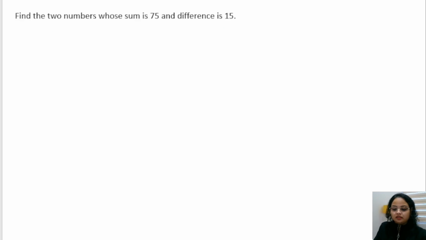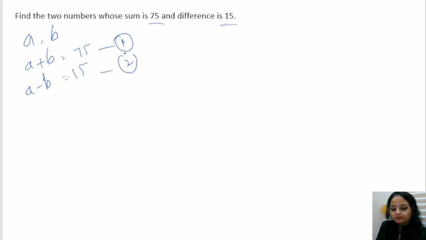Next one. Find the two numbers whose sum is 75 and difference is 15. So we will assume the two numbers as A and B. Their sum, that means A plus B is equal to 75 and the difference is 15. A minus B is equal to 15. Here we have two equations. We can use any method, substitution method or elimination method. Here I will use elimination method. If I subtract these two, A can be eliminated. If I add these two, B can be eliminated.